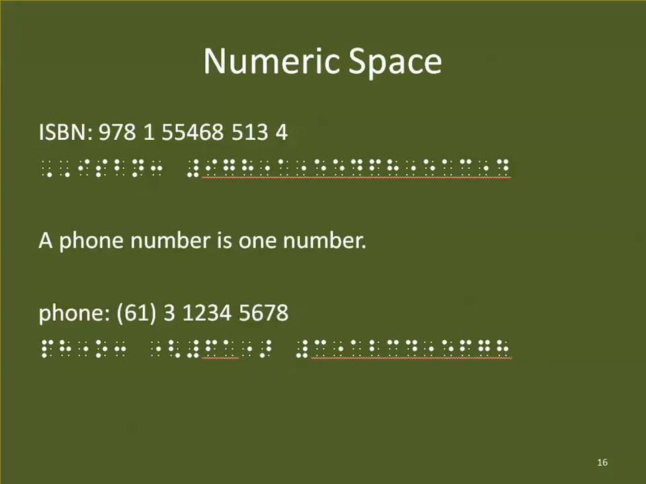So for us with an area code, we would have the area code with a space if there is one in print, and then we would start up numeric mode. And if there was a space in between, say, the prefix and the main number, then we would have a numeric space indicator of .5 in between those two segments.